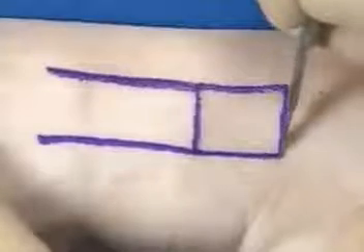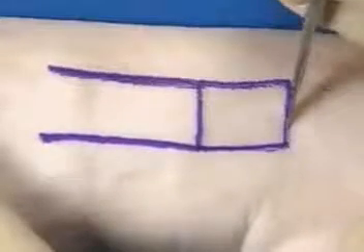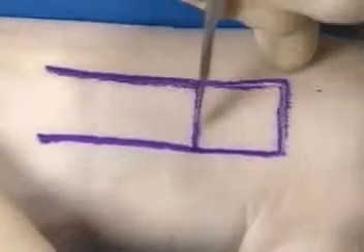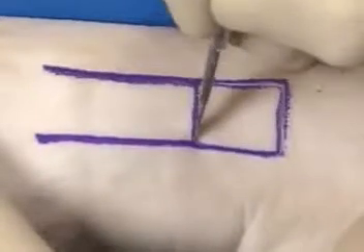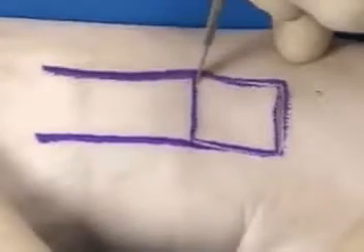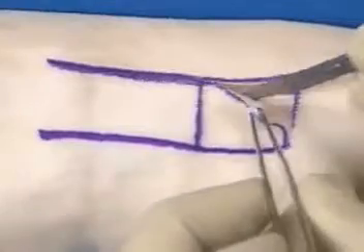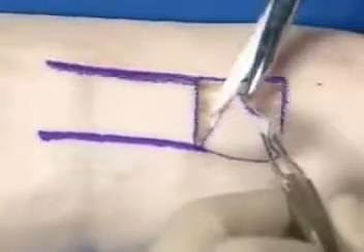The advancement flap is drawn so that the length is approximately 2.5 to 3 times longer than the width. Care is taken to stay in the subcutaneous plane during the excision of the lesion. Countertraction is helpful during incision and excision.